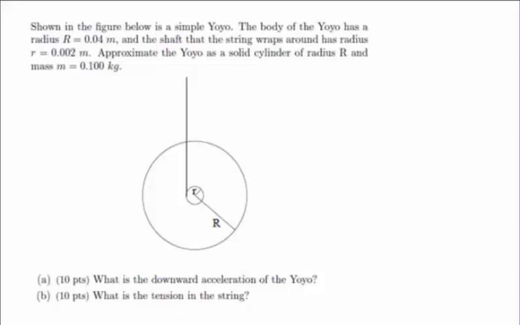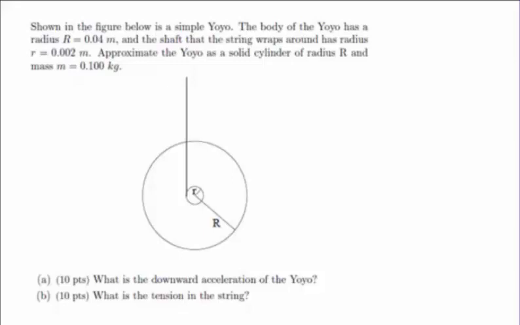At this point in the problem, we can't yet choose between force methods and energy methods as the route to get the solution. We need to consult the questions. In Part A, we're asked what is the downward acceleration of the yo-yo, and in Part B, we're asked what is the tension in the string. These questions resolve our choice.